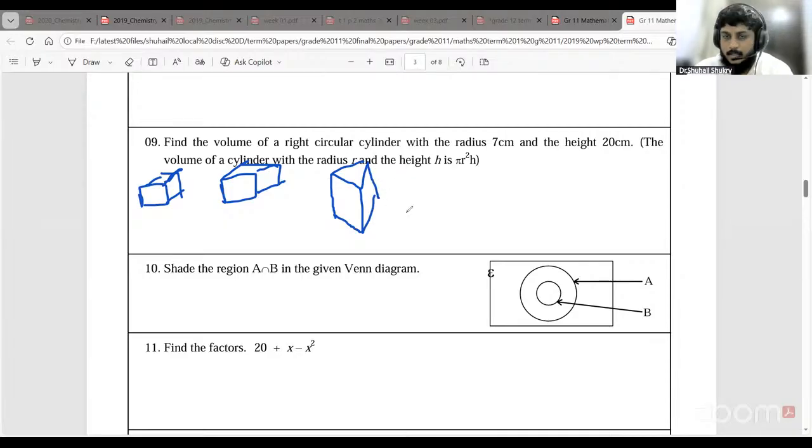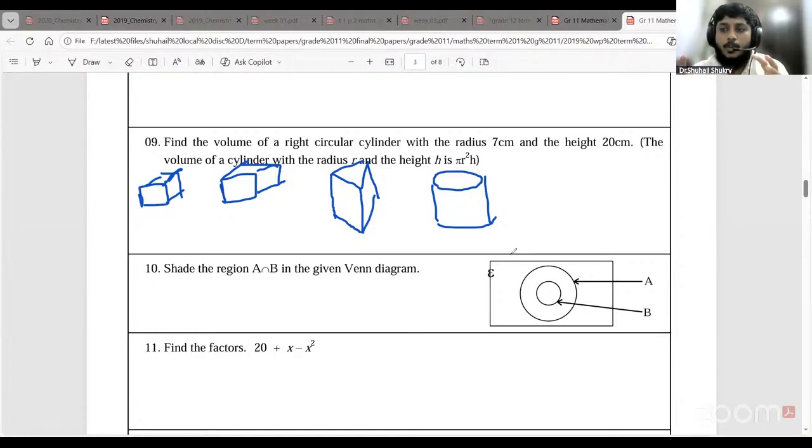And the fourth one is the cylinder. For all these four shapes, the volume formula is the same. You wouldn't have learned this part, I'm sure, because normally I tell this in my class.